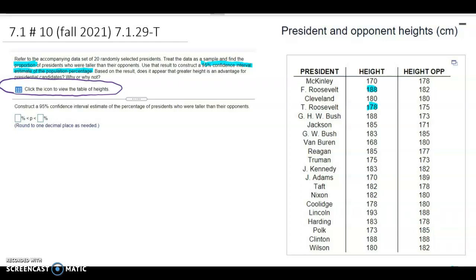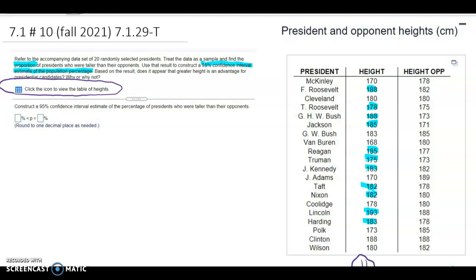So go through, take a moment, and you're going to highlight all of the presidential heights that are greater than their opponents on your list. You can see that I've highlighted all of the heights for presidents that were greater than their opponents. And remember, this isn't all the presidents, it's just a sample. But 11 is the total that were greater.